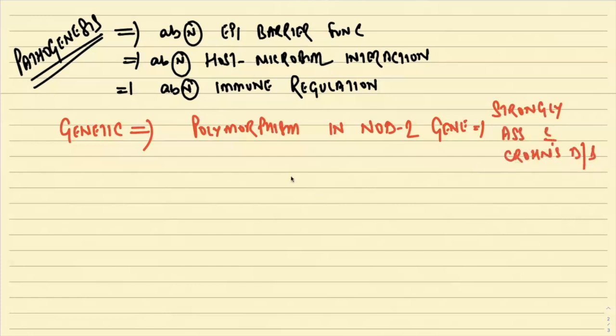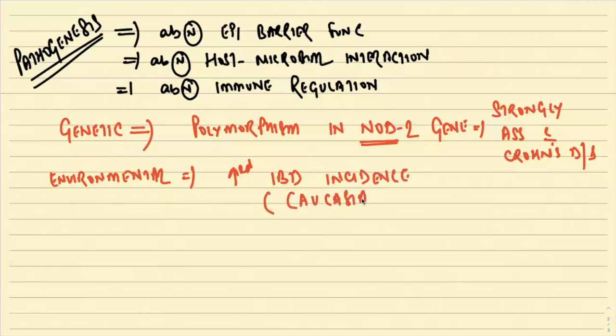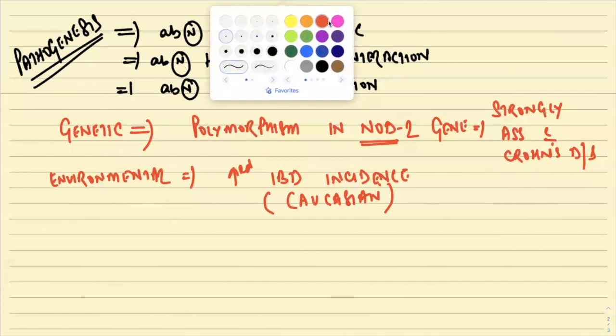Just remember this. Now, one very important aspect is that not only genetics but also environmental factors are hypothesized to play an important role. Why do we say this? Because an increased incidence of IBD is seen in certain populations, for example, in Caucasians. So the environment is also supposed to play an important role. Let us start with the pathogenesis. This was a brief idea.